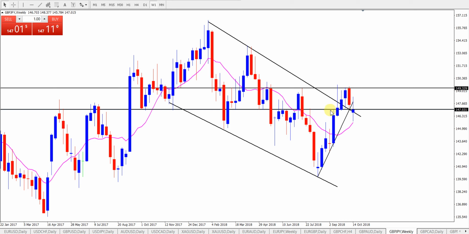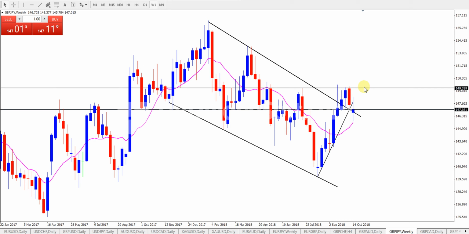Pardon me. After this breakout, we can see that it broke out of the channel, but it actually came back into the channel, and this trend line has been violated. So like I said, we have two possible outlooks on that. If it continues to trade above this channel, we should expect price to move higher. At least our first target should be 149 thereabouts.